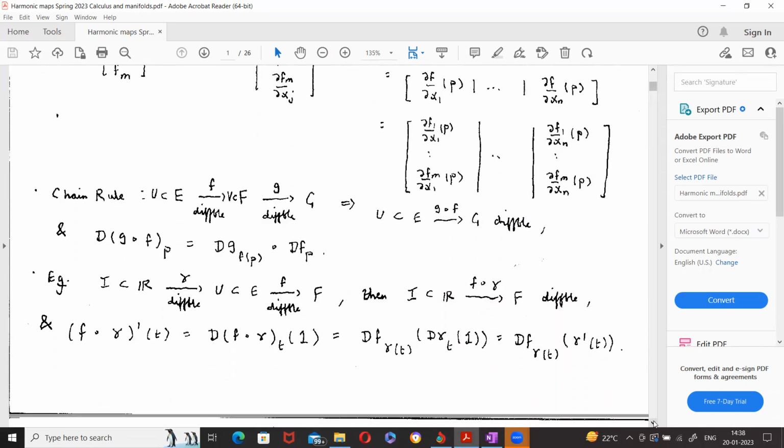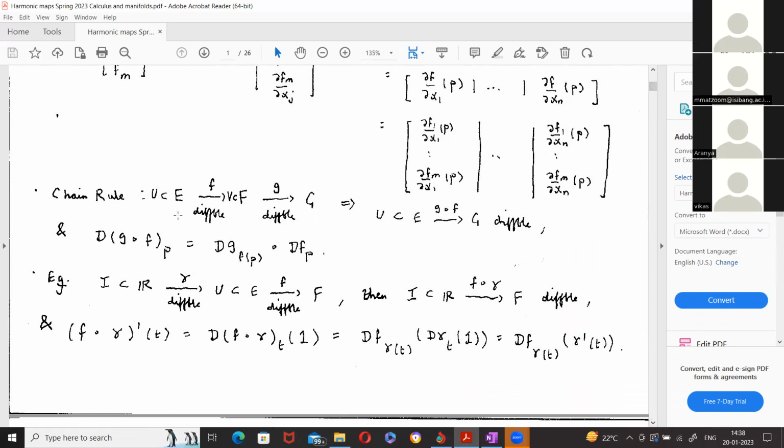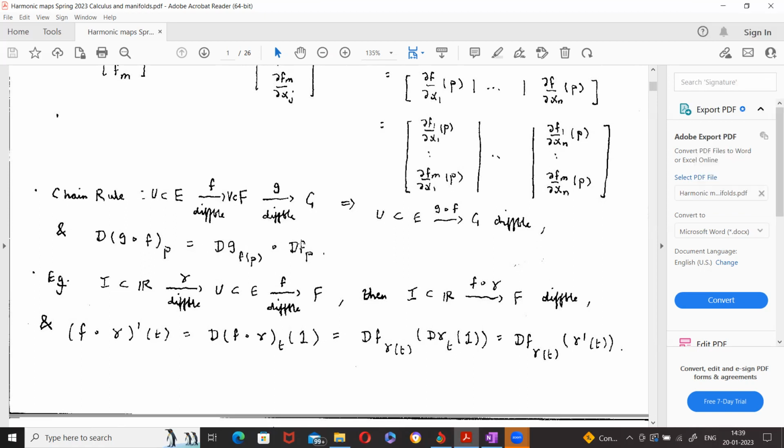Okay. So now I want to state without proof what's called the chain rule. If I have two maps, first F going from an open subset U of a normed vector space E to an open subset V of a normed vector space F, and then G going from the open set V in F to another normed vector space capital G. And if F and G are differentiable, then the composition G composed F from the normed vector space E to the normed vector space capital G is differentiable. And at any point P in U, the derivative of G composed F at P is the composition of the derivatives, dG at F of P composed with dF at P.